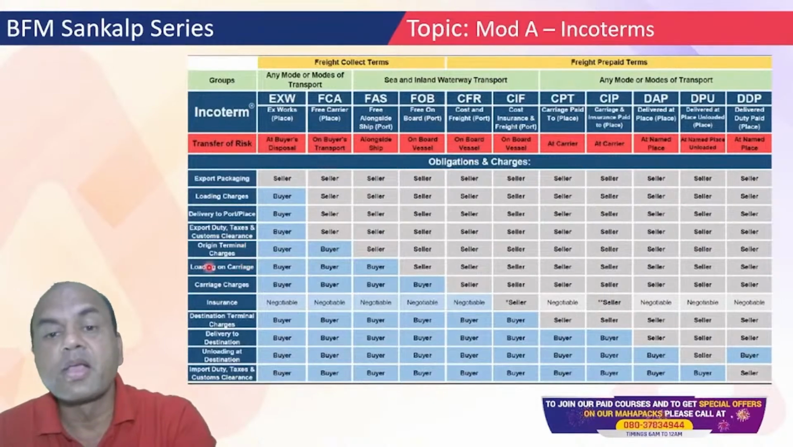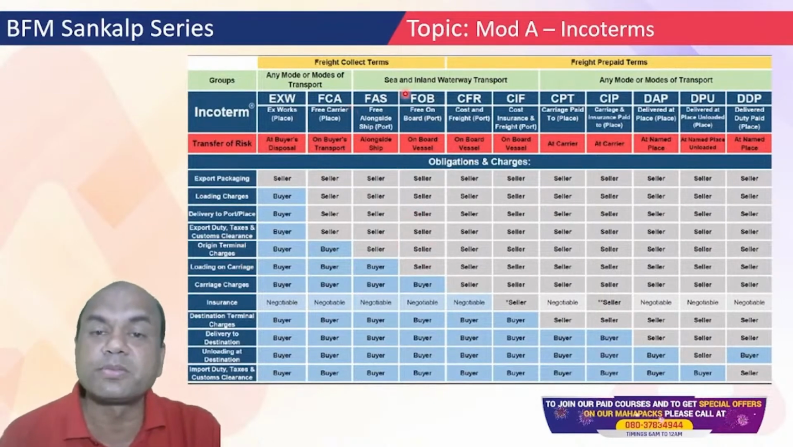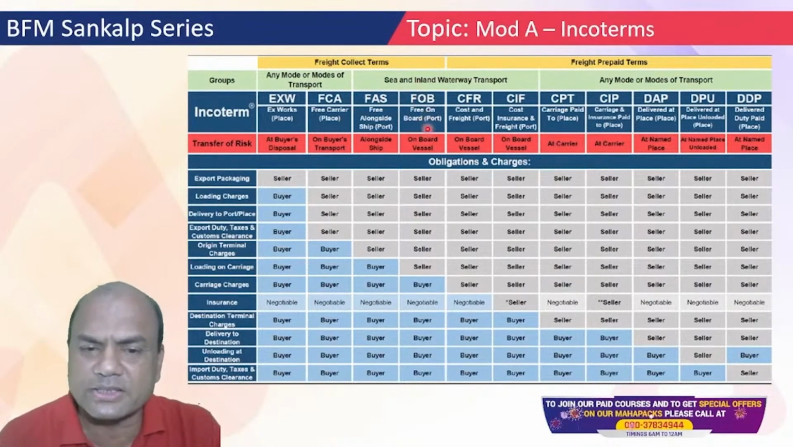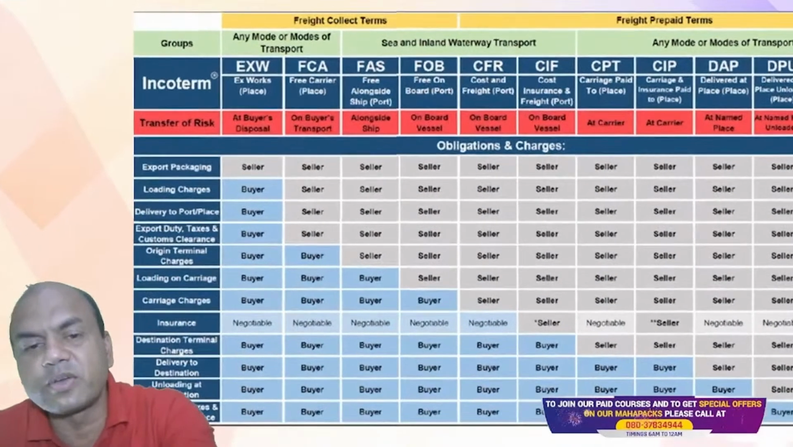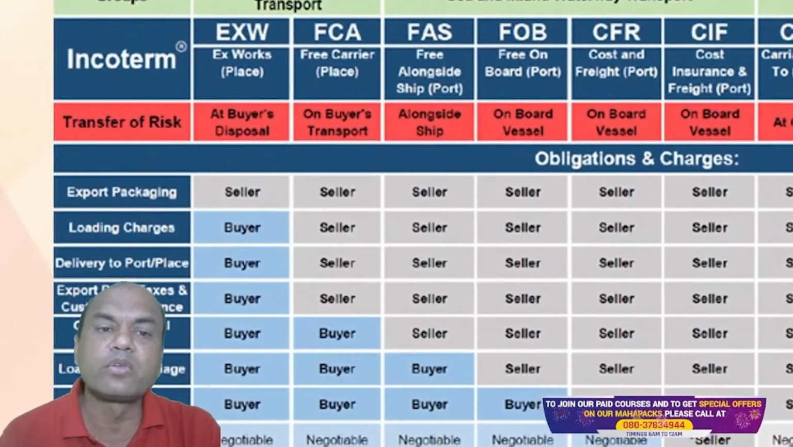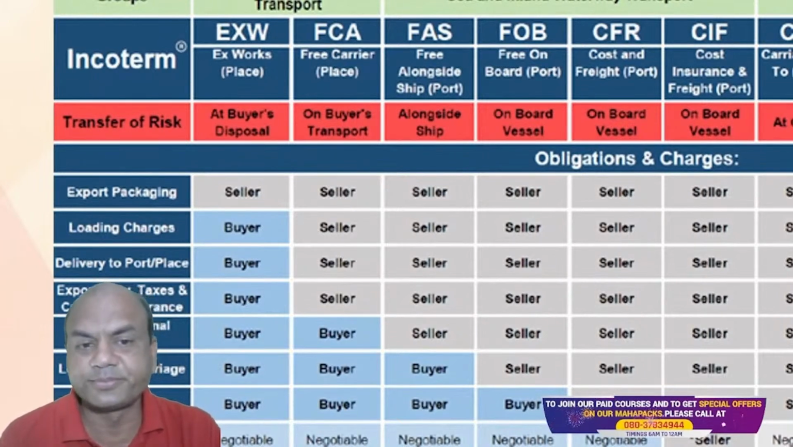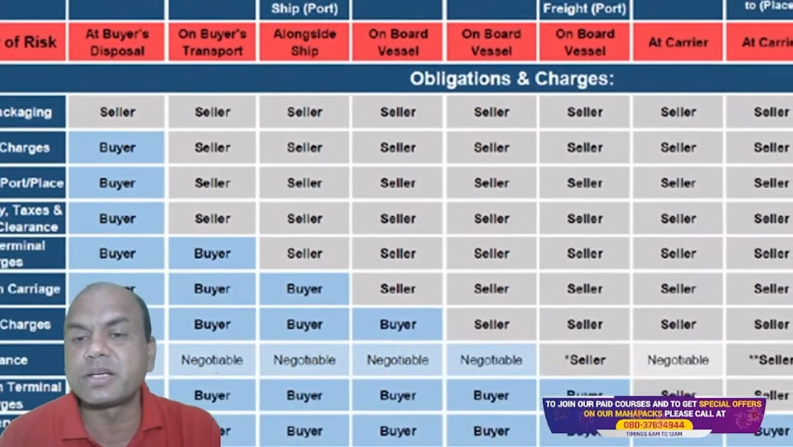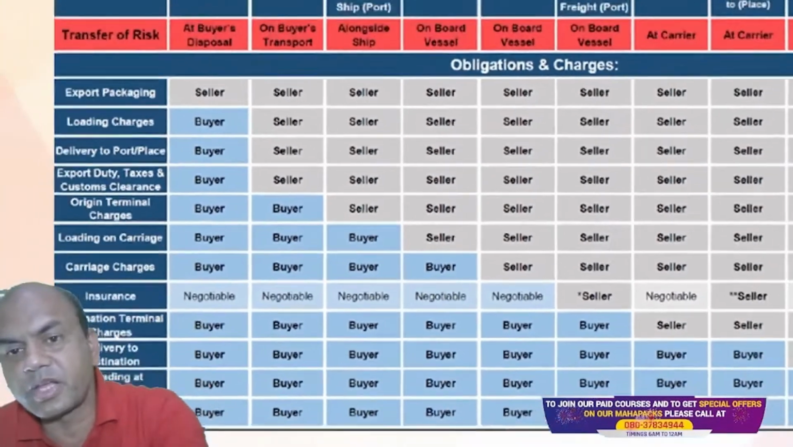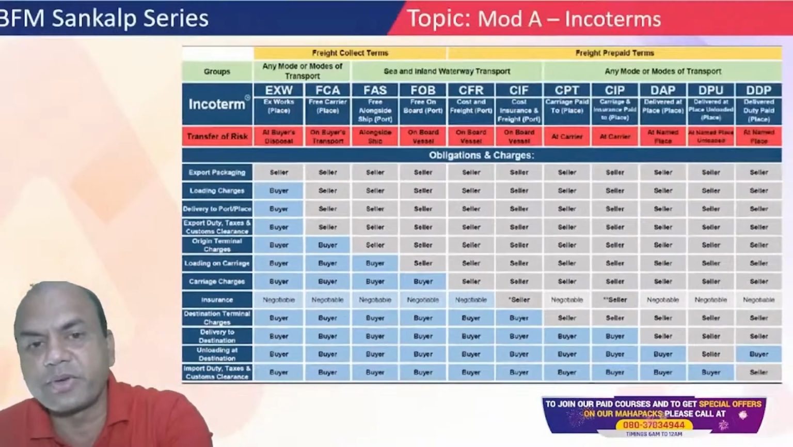Okay. I have given the responsibility of the seller in each case, the same thing which I discussed, just given in detail over here. Details mean where the responsibility lies, for your reading basically. Incoterm: Ex Works, FCA, FAS, FOB, all these. Export packaging, who is doing what? So where is the responsibility? These are the responsibilities. You can expand this video and read this.